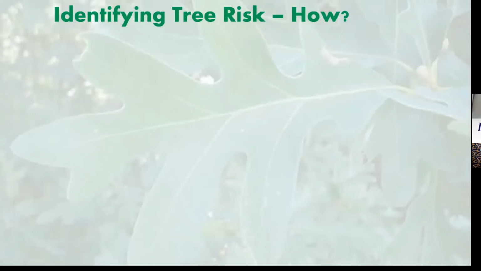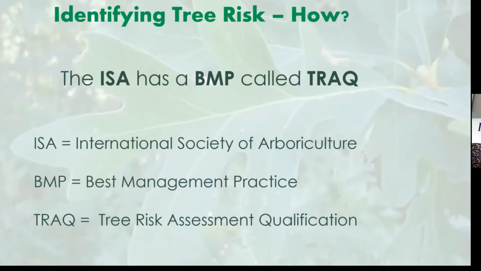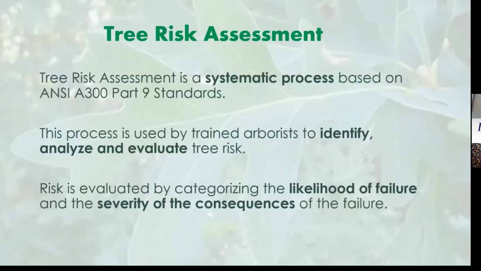So, how do you identify tree risk? Here's some acronyms. The International Society of Arboriculture has come up with best management practices in TRAQ, Tree Risk Assessment Qualification. So tree risk assessment is a systematic process, and it's actually based on ANSI standard. It's ANSI A300 Part 9 standards that lay all of this out. And the BMPs that ISA has developed are all based on these ANSI A300 standards. So this process is used by trained arborists to identify risk and analyze and evaluate that risk. And so it's actually evaluated by categorizing the likelihood of a tree or tree part failure and the severity of the consequences from that failure.